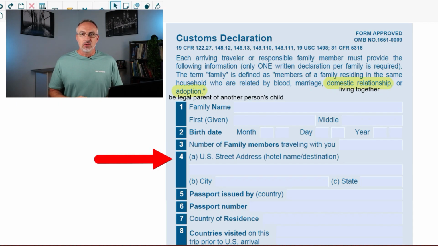Number 4 is your US street address, your hotel name or your destination. So you need to tell Customs and Border Protection exactly where you're staying. So if you're staying at a hotel, put down the address for the hotel. If you're staying with friends, the address from your friends. If it's an Airbnb, the address from the Airbnb, wherever it is you're staying.